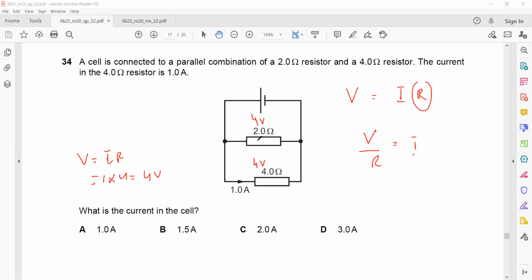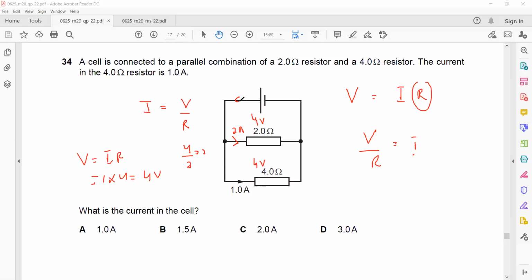Now what about the current in this resistor? How can I find the current? V equals IR, so current is voltage divided by resistance. Voltage is 4 and the resistance is 2. 4 divided by 2 equals 2 ampere. So 2 ampere is passing through the 2 ohm resistor and 1 ampere is passing through the 4 ohm resistor.